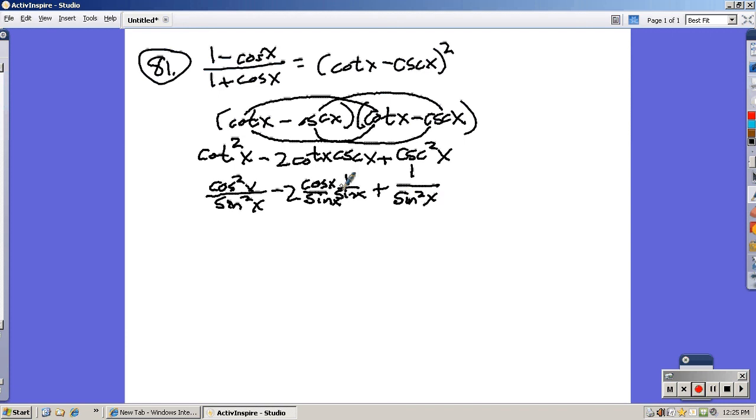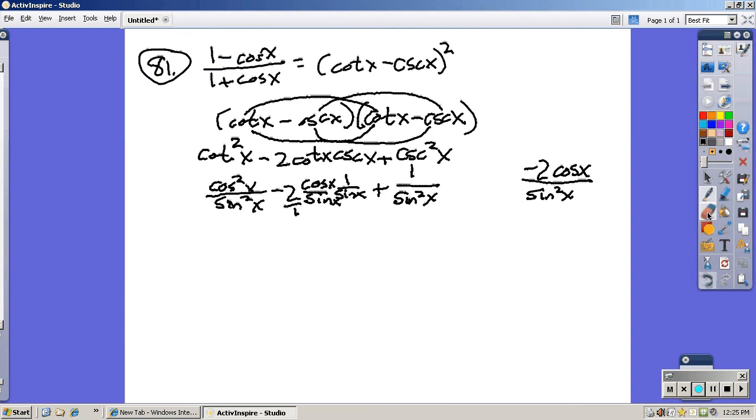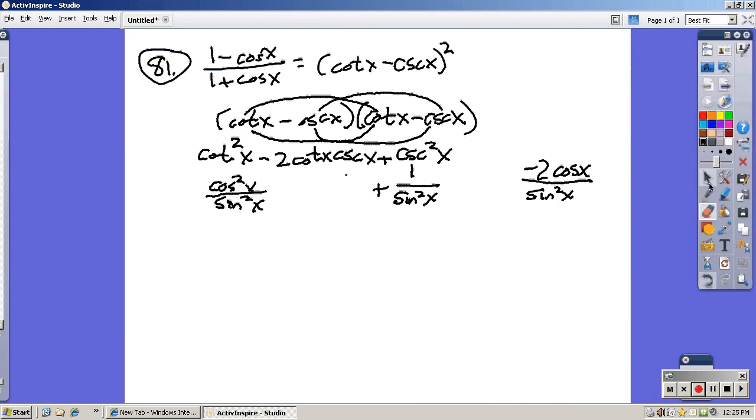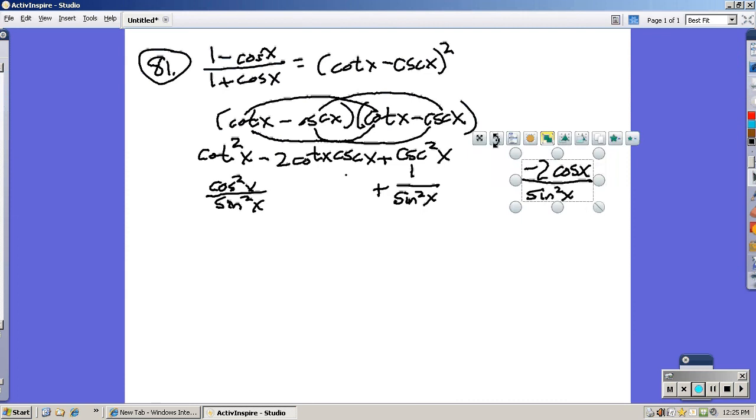And notice this middle term. It's 2 times this times this. So I could rewrite this middle term as negative 2 times cosine over sine times sine is sine squared. Right, that 2 is just 2 over 1, and all these fractions just multiply them all together. So basically that middle mess right there is just the same as this.